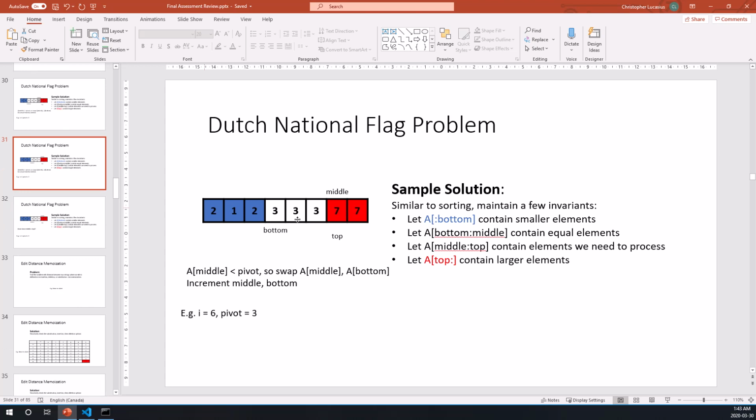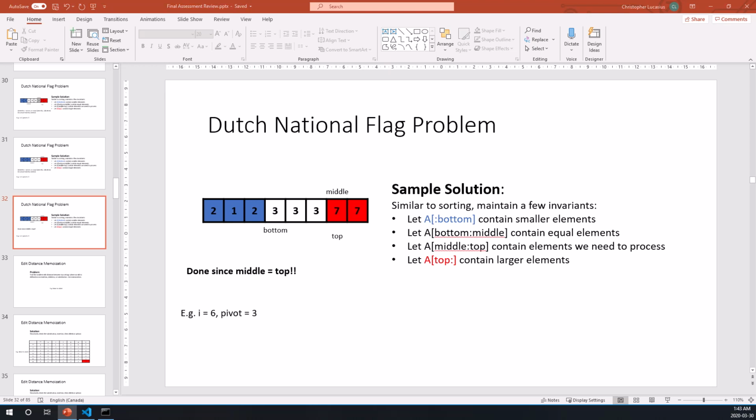And now we've reached a case where middle and top are equal to each other, so we are done. And note that the whole array is colored just like the Dutch national flag, and that was just there to really guide you in knowing when we're really done. So basically, Dutch national flag problem, the solution is to basically build a Dutch national flag, and then if you can do that, you are done with the algorithm.